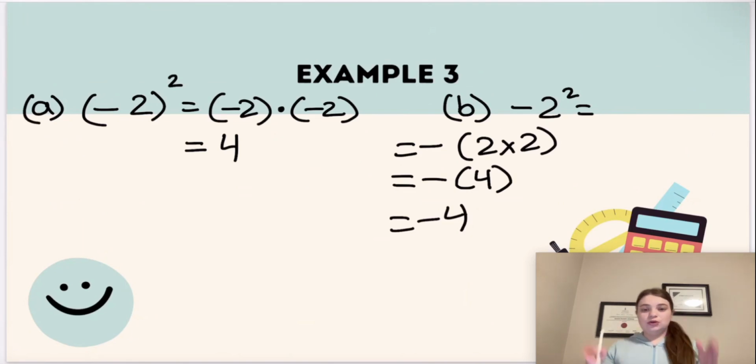So negative 2 in brackets squared is positive 4 because the negative is part of the base and therefore gets the repeated multiplication. But the negative version of 2 squared would be negative 4.